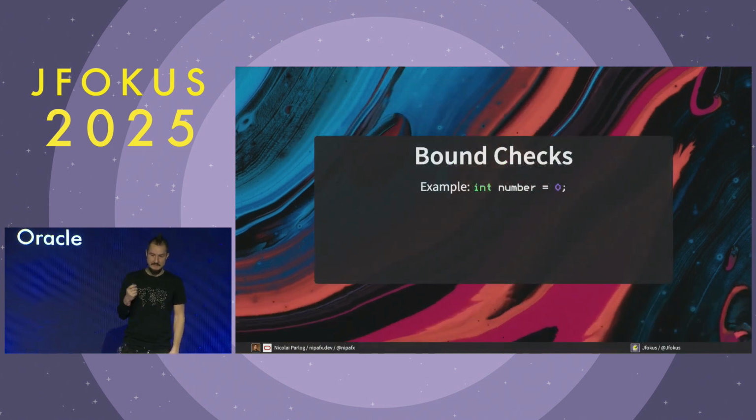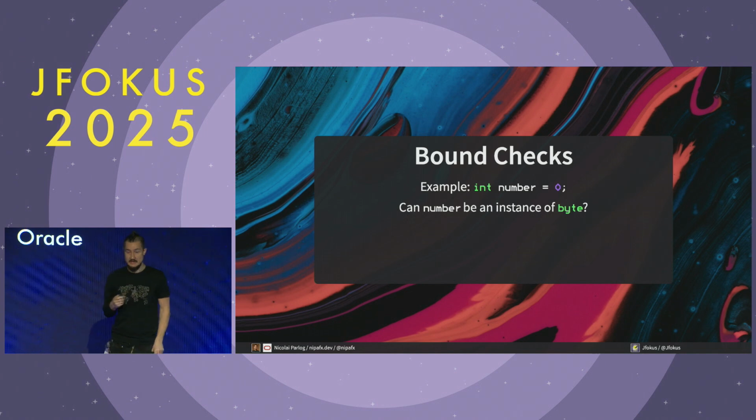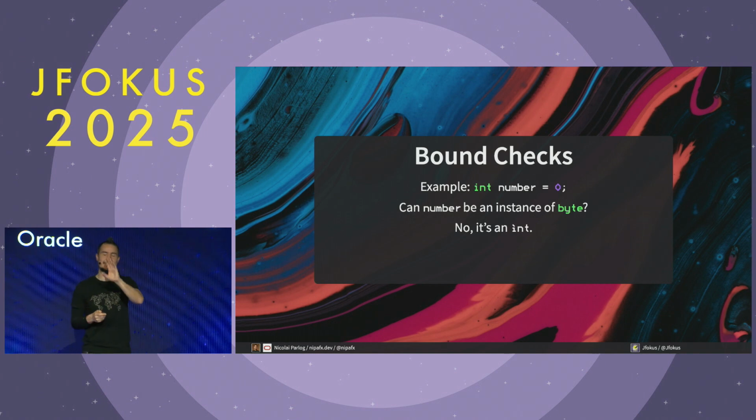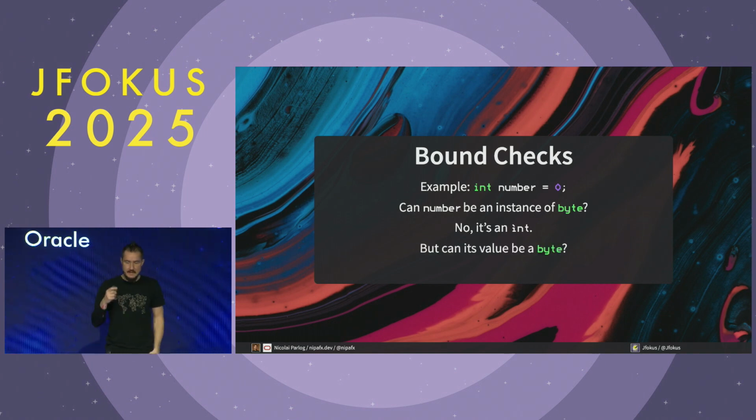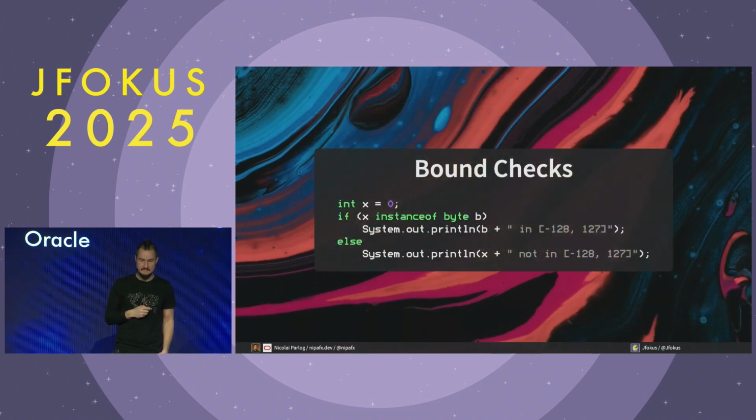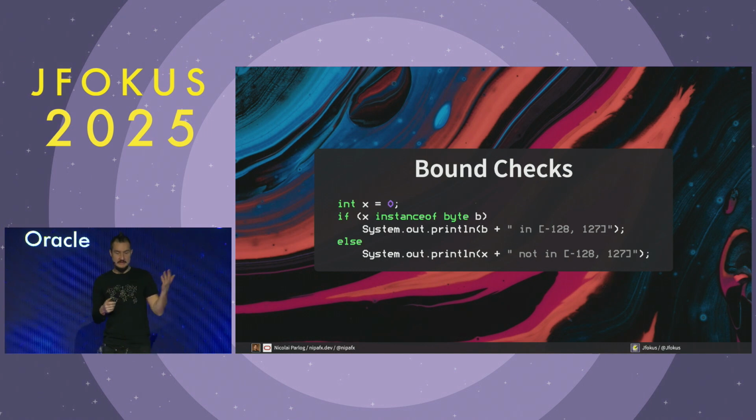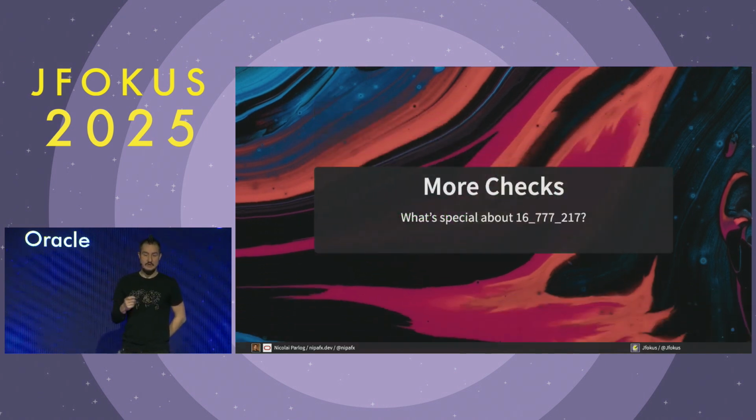So let's use an example. I have a number 0 here. The question is, can the number be an instance of byte? It's not an instance of byte because it's an int, but can it be a value of byte? Can its value be a byte? Yes, because it's 0, 0 fits into bytes. So this is what this will look like. I create an int, and then I say if it's an instanceof byte, then claim it's a byte, and otherwise say, well, apparently it's not a byte. And there are more checks. I'm not going to talk you through this because I will be booed off stage.